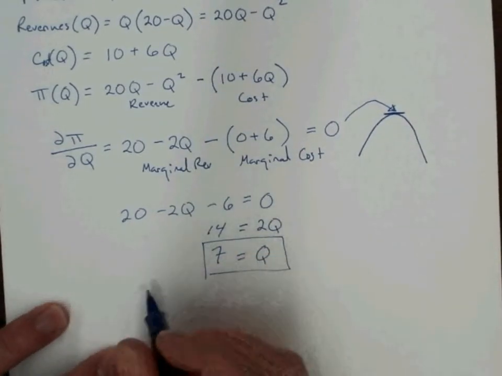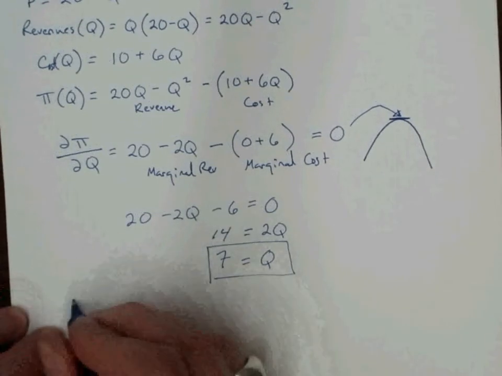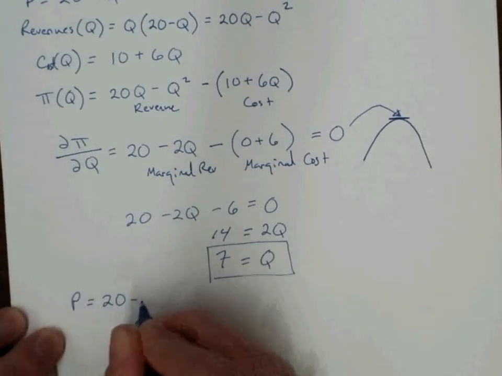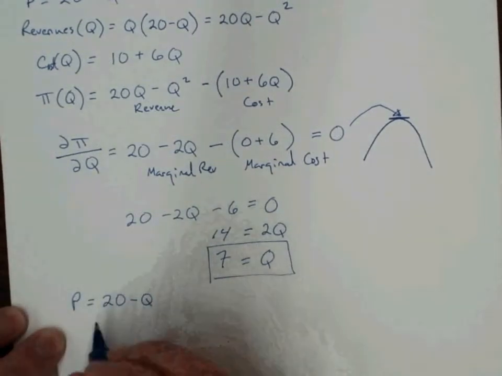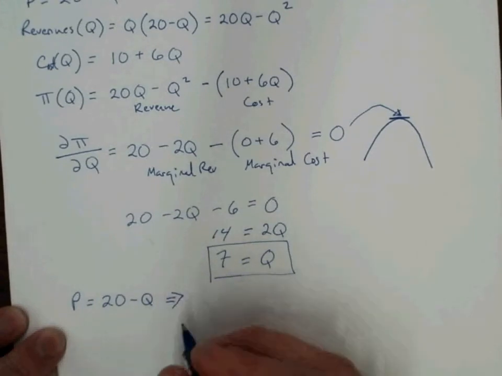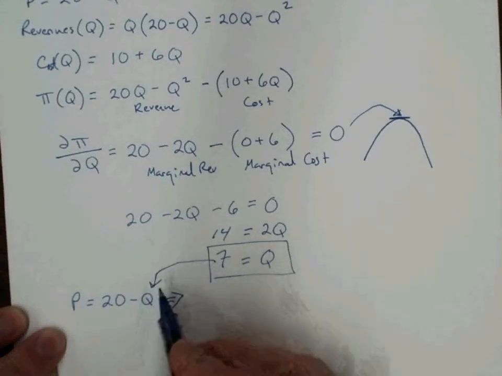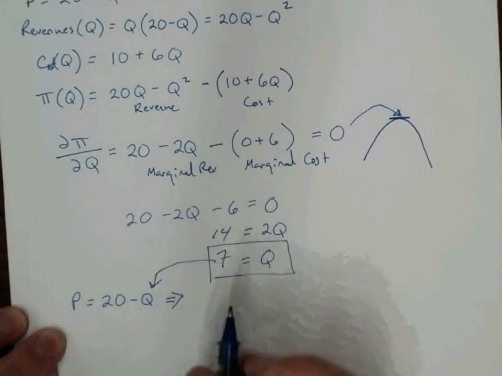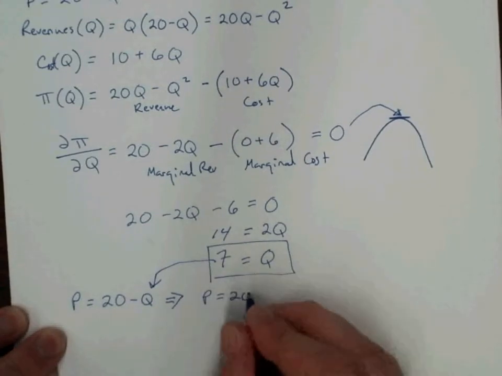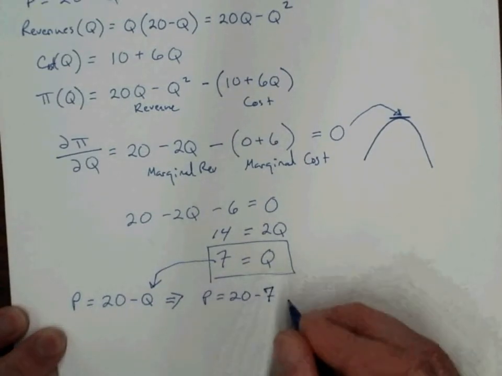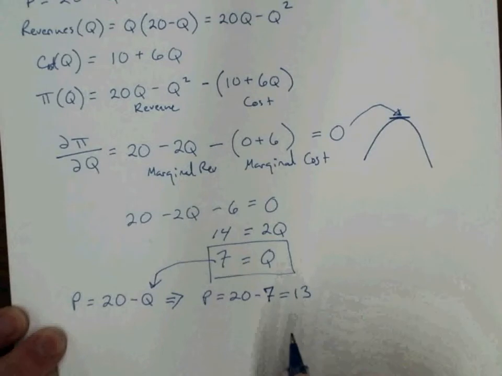We take this number here, plug it back into our inverse demand function. Inverse demand function was 20 minus Q. So that means that if we insert 7 equals Q into here, then P equals 20 minus 7, which equals 13.